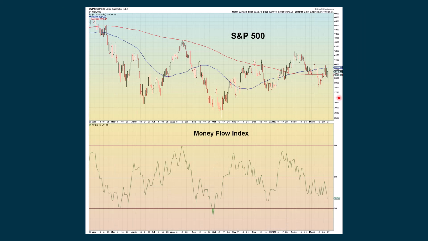The money flow index is another oscillator. When we're above 50 and advancing, that's positive. Well, right now we're negative because we're below 50 and declining. We also look for extreme positive or negative readings.